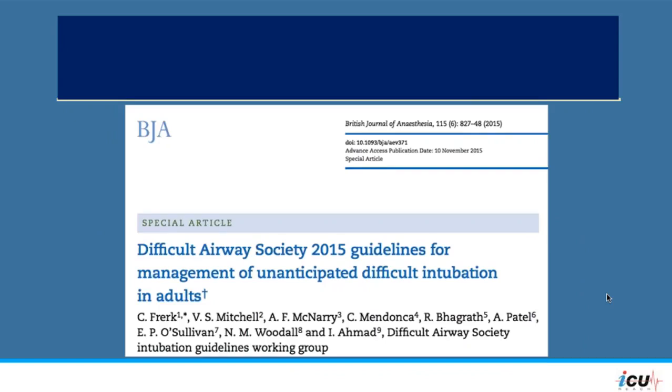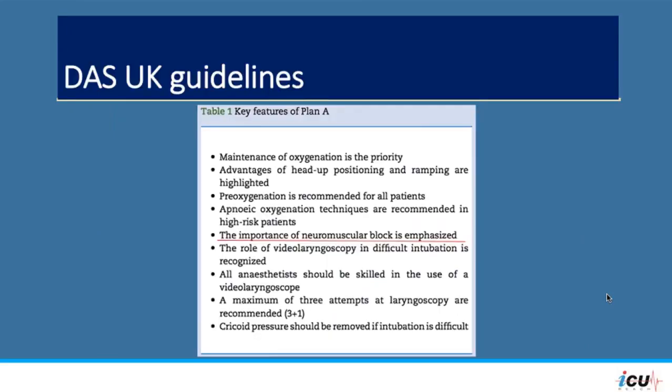And if you want to see what the guidelines say, the Difficult Airway Society 2015 guidelines from the United Kingdom emphasized the importance of neuromuscular blockers to reduce or minimize the incidence of difficult intubation.